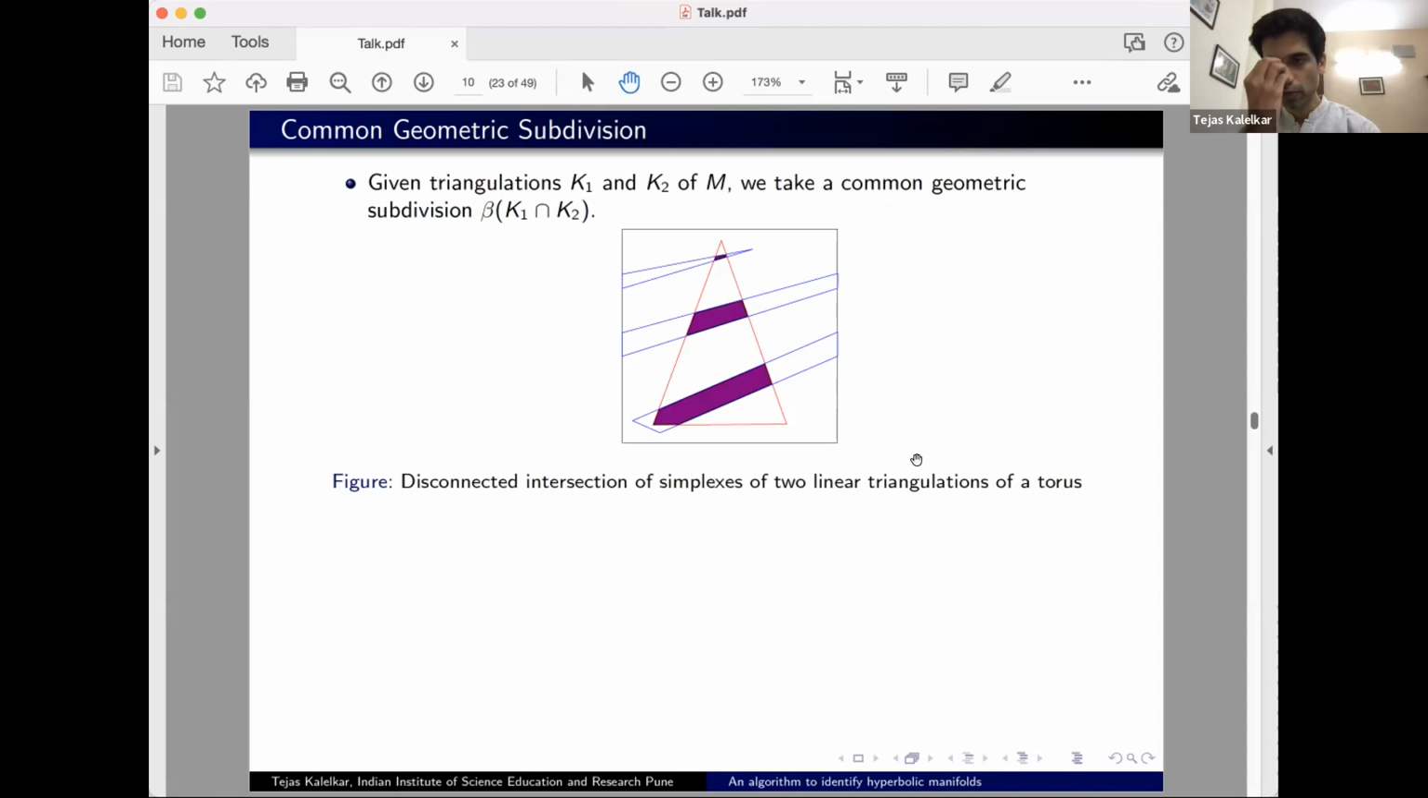But of course, this kind of situation doesn't happen on the plane. If you just take two triangles, they are going to intersect in just one component. And that's because triangles on a plane are totally convex, where if you take two points on the triangle, they are joined by a unique geodesic, which lies entirely within the triangle. Now, fortunately, manifolds are not totally convex, but they're locally totally convex.